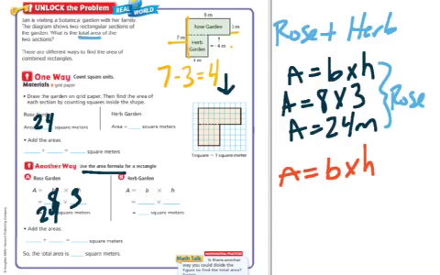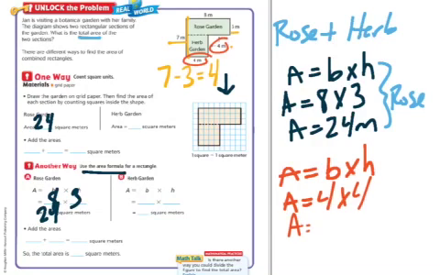Okay, so we have our area, base, and height that we need to put into our formula. Area is going to equal 4 times 4. So the area of our herb garden is going to equal 16 meters. So we'll plug that in over here. 16. We had 4 times 4, and we got 16.